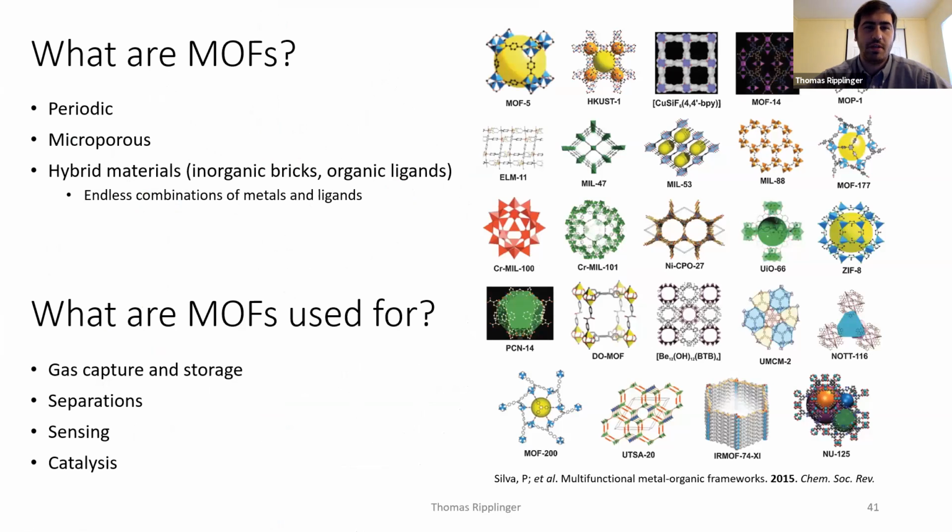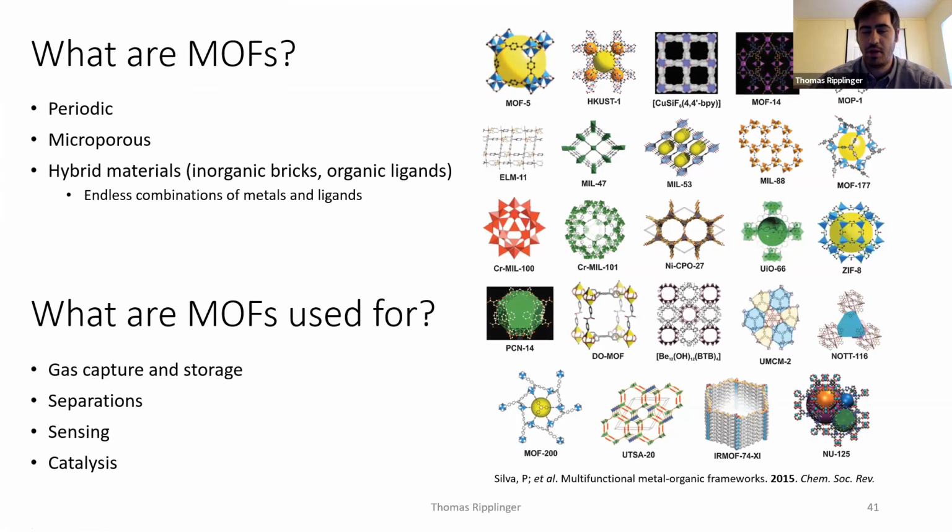All right, so what are MOFs? There are three parts to the definition. They're periodic in 1, 2, or 3 dimensions, so they have repeating unit cells that can propagate in X, Y, or Z. They're microporous. As you look to the right, you see a bunch of different structures, but they all have pores built into their framework. So they're not just atoms right next to each other all the way through. They have some sort of gap where there's space for things to be or to pass through.